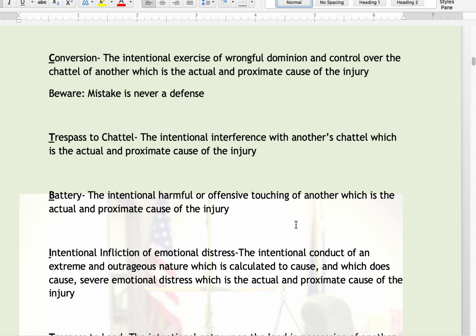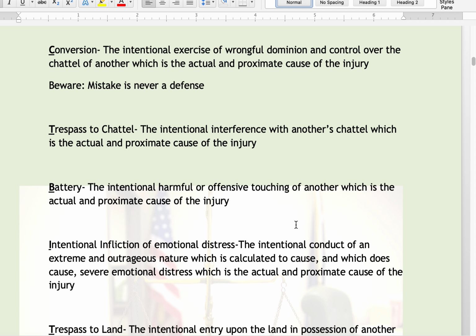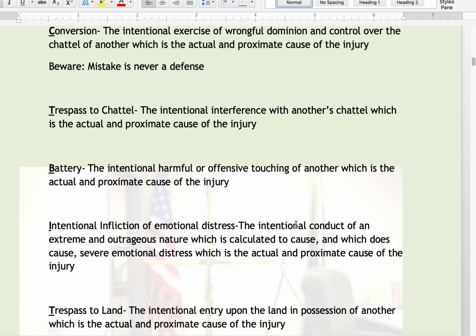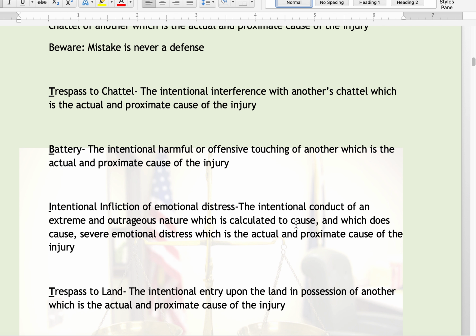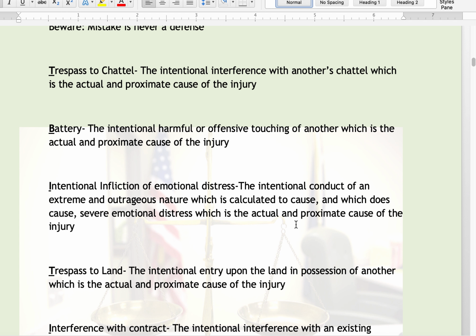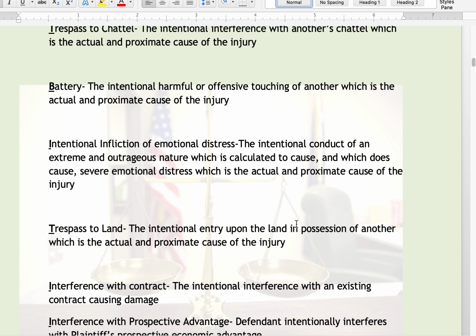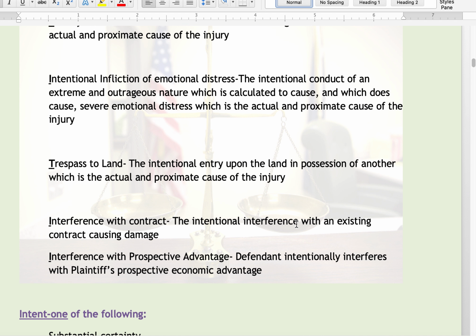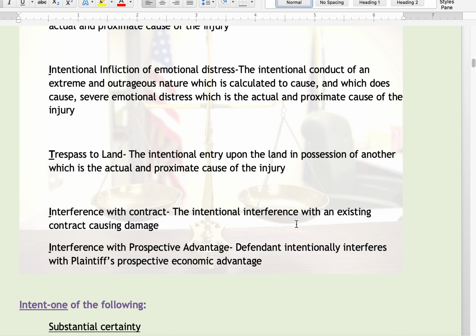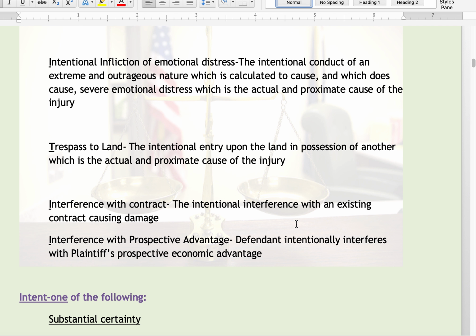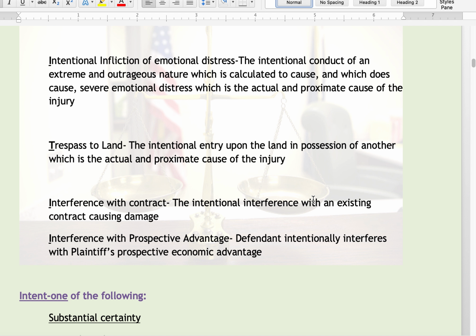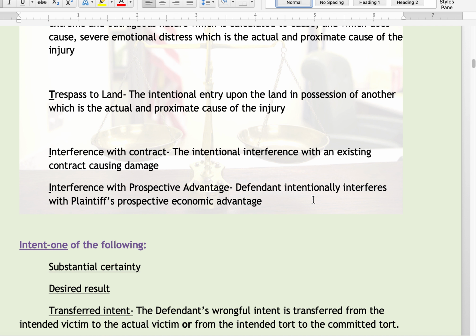Trespass to chattel. The intentional interference with another's chattel, which is the actual and proximate cause of the injury. Battery. The intentional, harmful, or offensive touching of another, which is the actual and proximate cause of the injury. Intentional infliction of emotional distress. The intentional conduct of extreme and outrageous nature, which is calculated to cause, and which does cause, severe emotional distress, which is the actual and proximate cause of the injury.